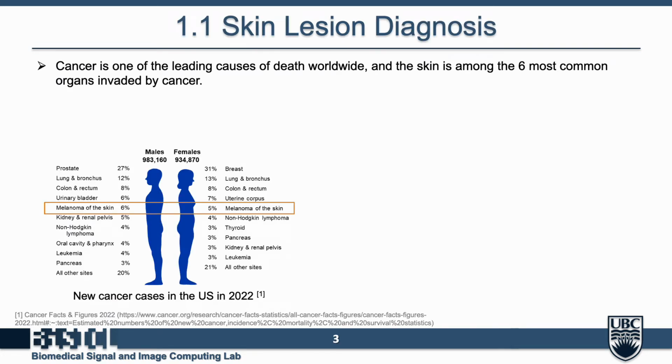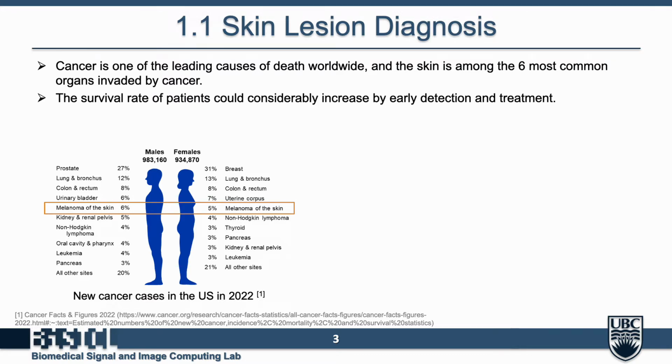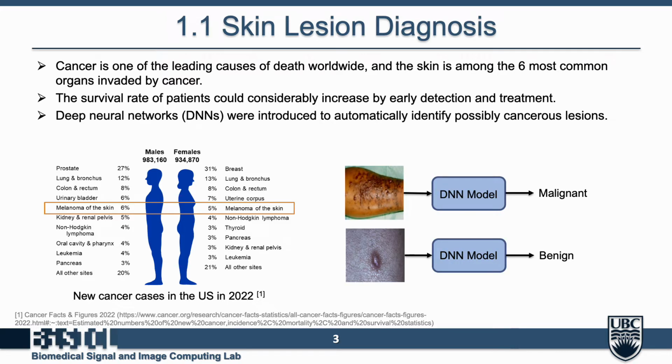Cancer is one of the leading causes of death worldwide, and the skin is among the 6 most common organs invaded by cancer. However, early detection and treatment could considerably increase the survival rate of patients. Deep neural networks were introduced to automatically identify possibly cancerous lesions. They free dermatologists from tedious examination procedures and show a decent diagnosis accuracy.